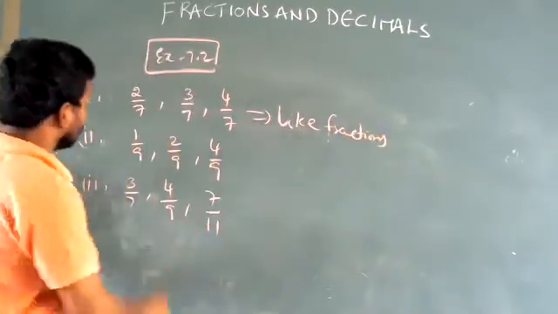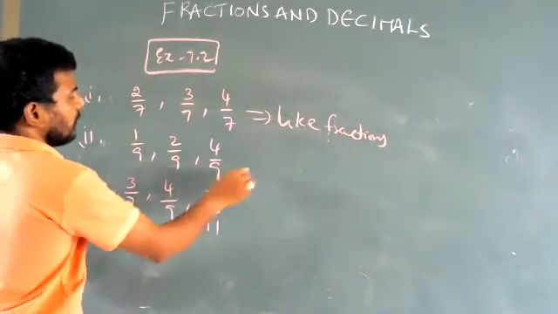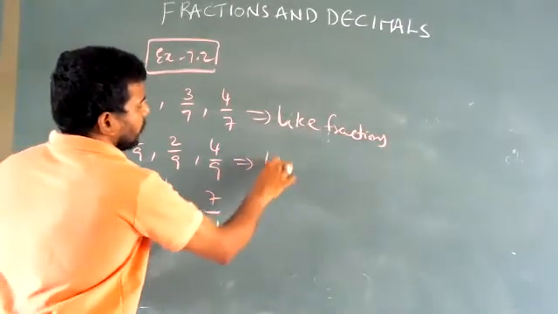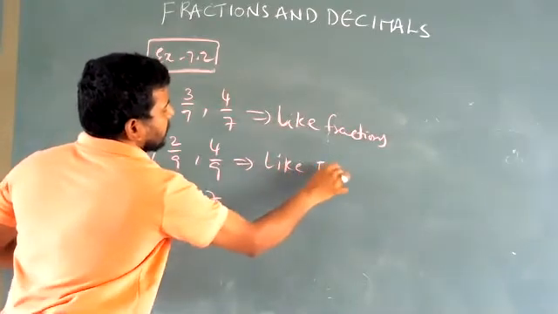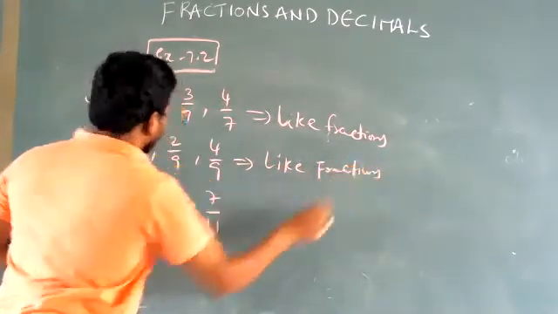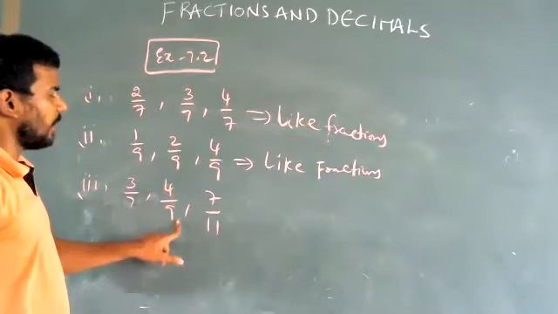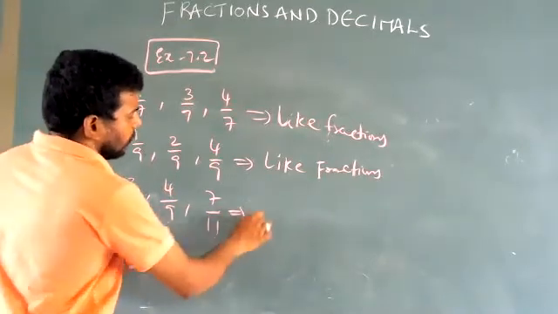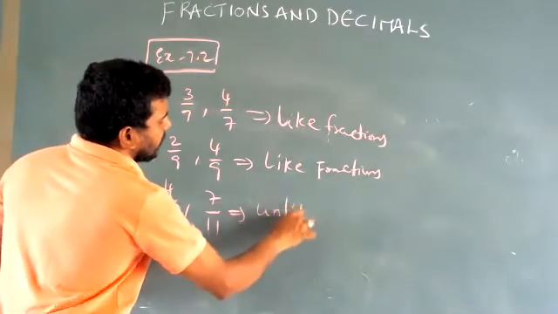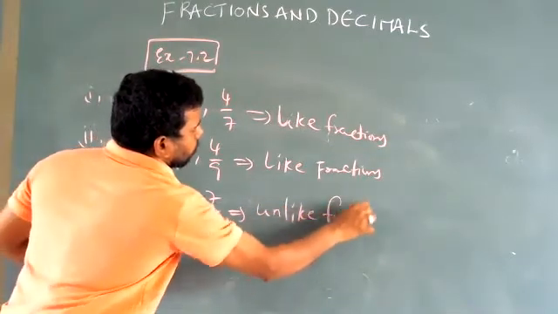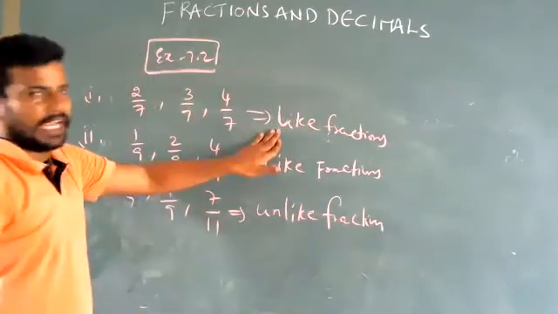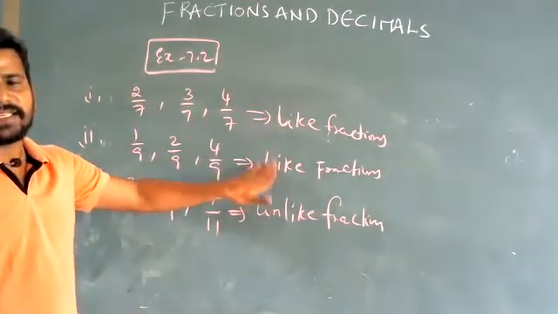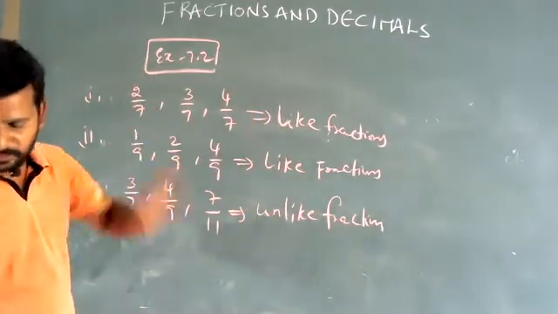Second group, 9, 9, 9. All are same. Denominators are same. So it is also like fractions. Third one, 3 by 7, 4 by 9, 7 by 11. Here 7, 9, 11. All are not same. So unlike fractions. First group like fractions, second group like fractions, third group unlike fractions.